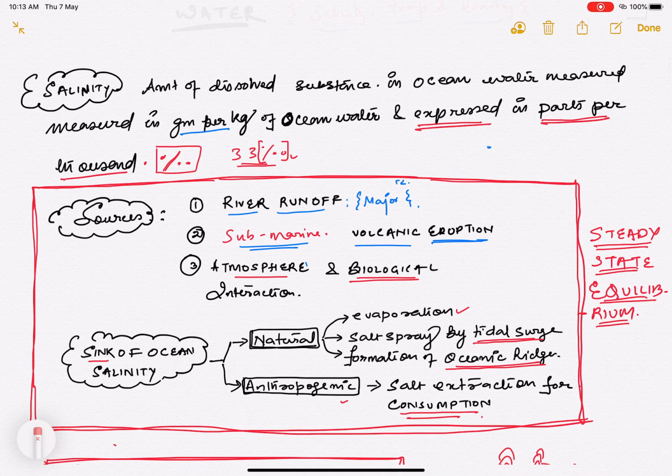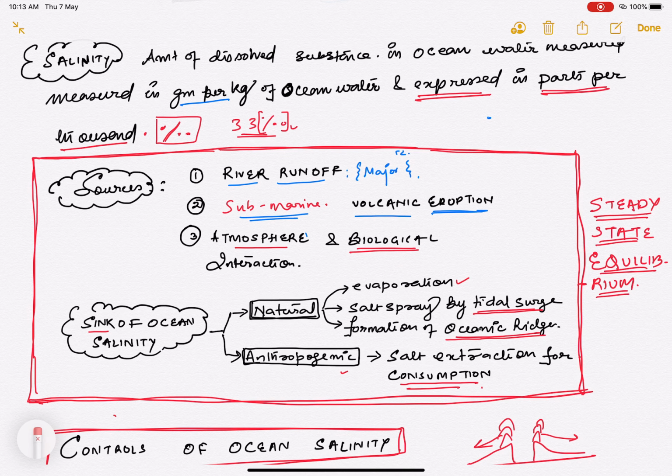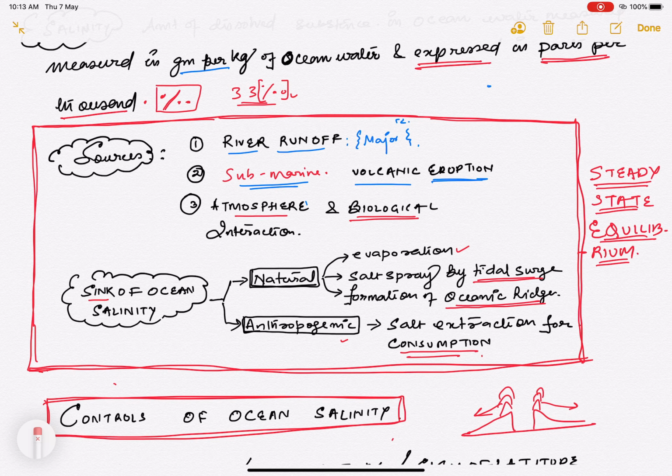Next, what are the sources? The primary and the major source is your river runoff. What is this river runoff? Whenever the rivers flow out of the continents, they carry with them saline minerals like potassium, calcium, and other minerals which are derived from the rocks that are weathered. Next is your submarine volcanic eruption. Submarine volcanic eruption simply means the volcanic eruption that is occurring within the ocean, and this basically results in adding to the salinity of the ocean water.